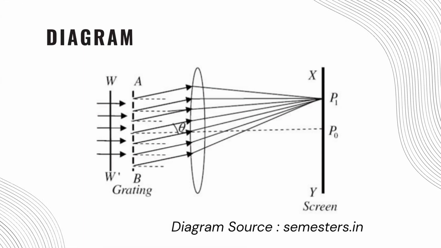The diagram for Fraunhofer diffraction due to n slits would show parallel light rays passing through multiple slits. The diffraction pattern on the screen would depict bright and dark fringes, with the principal maxima being significantly brighter and more concentrated than the minima.